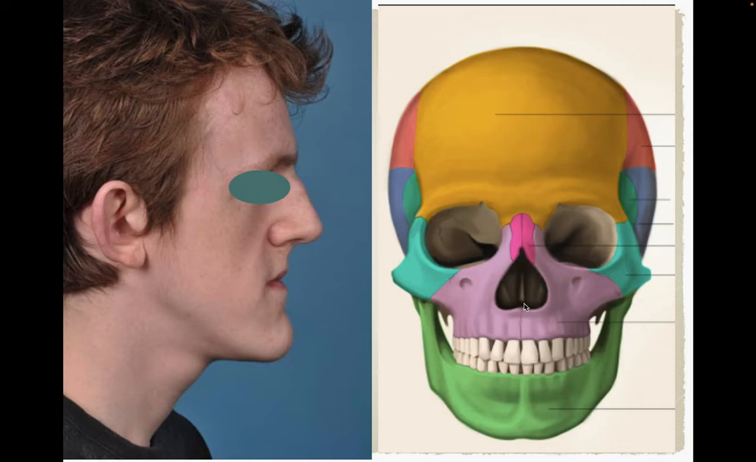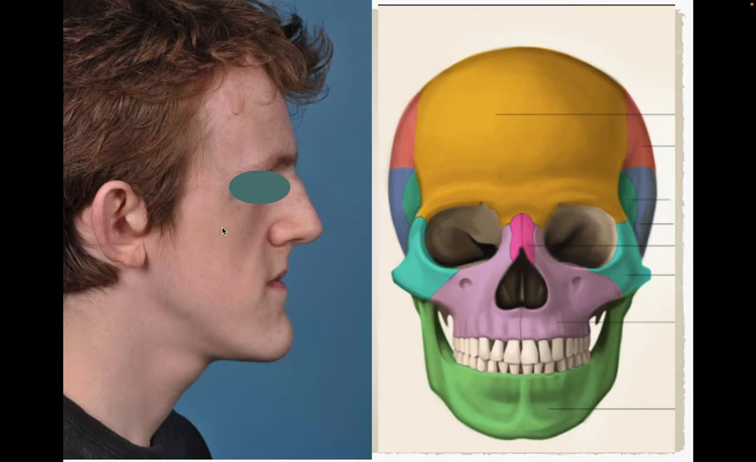If the maxilla is retrognathic, as we can see here, first the nasolabial angle will be affected because the alveolar process and the teeth will be retracted posteriorly. So the nasolabial angle will be increased, unless the tip of the nose is downward, which will compensate. But anyway, with a retrognathic maxilla, the first sign is an increased nasolabial angle.